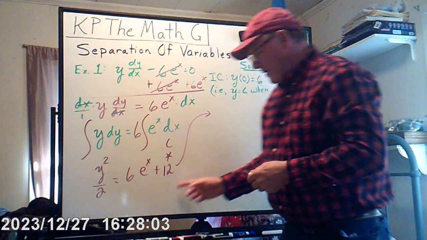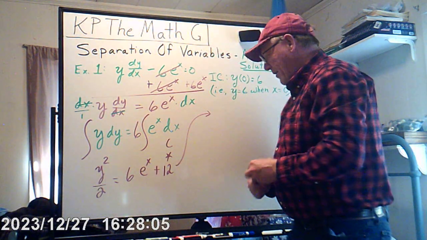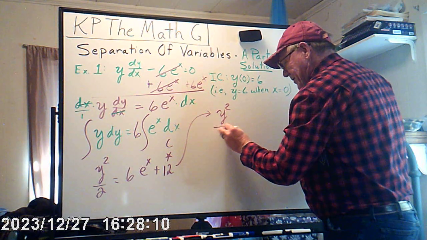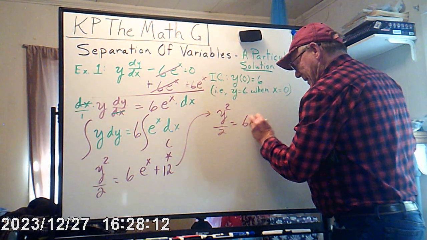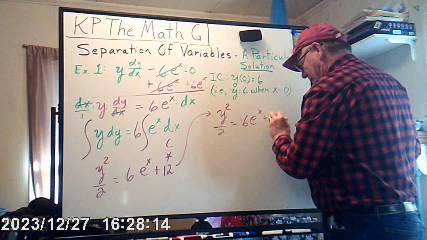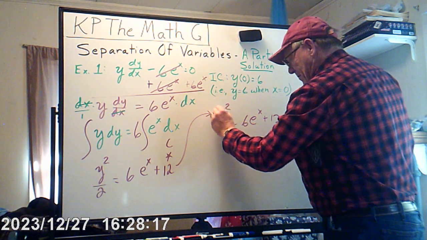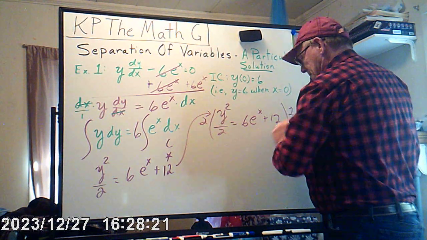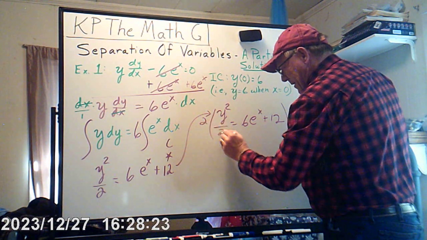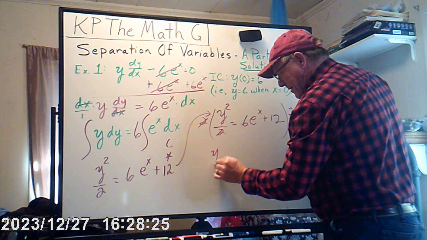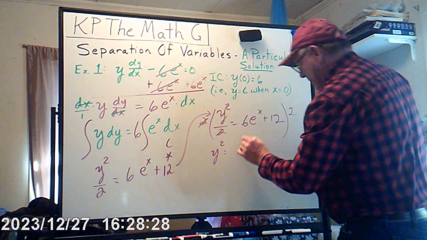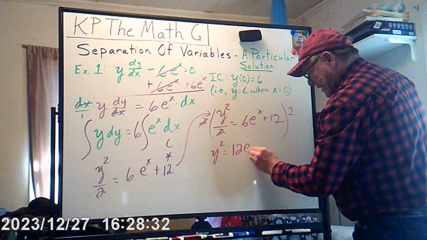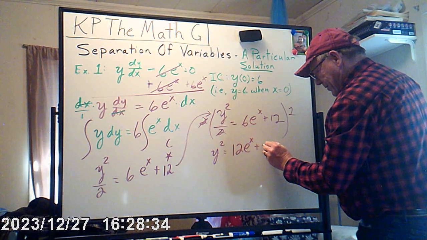They may say just stop here, but if you need to go further, you can. So this is y squared over 2 is equal to 6 e to the x plus 12. You can probably multiply both sides by 2. Then the 2's divide out, and you've got y squared is equal to, multiplying this side by 2, 12 e to the x. 12 times 2 is 24.